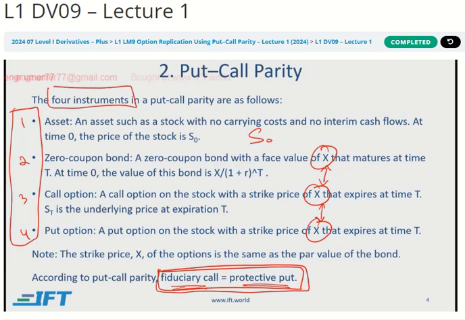I'll just tell you a little bit about the high level situation, that a protective put is basically the asset, which is point number 1 over here, and a put option, which is point number 4. And a fiduciary call is a call option and a zero coupon bond. Now don't worry about how and why, let's take it step by step and understand first what is a protective put, then we will talk about what is a fiduciary call, and then we will talk about why they are equal and should always be equal to each other.